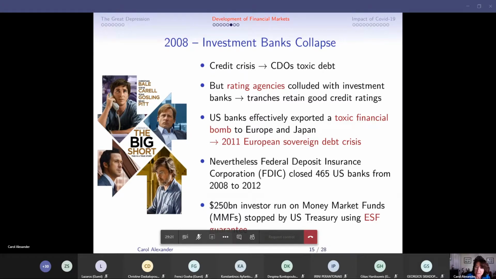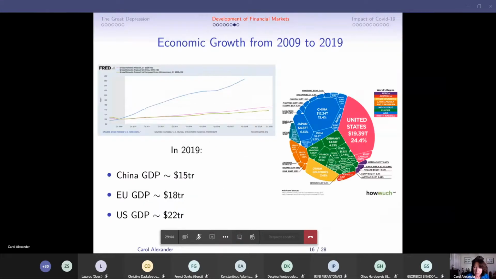The FDIC closed 465 banks in the next 4 years. And as well as that, there was a run on money market funds. Even if they weren't linked to Lehman Brothers, as soon as Lehman Brothers collapsed, there was a run on the funds, which was stopped by the US Treasury using the Exchange Stabilization Fund to guarantee. This was later banned, but more recently in the CARES Act, which we'll get onto later, the Exchange Stabilization Fund comes back again.